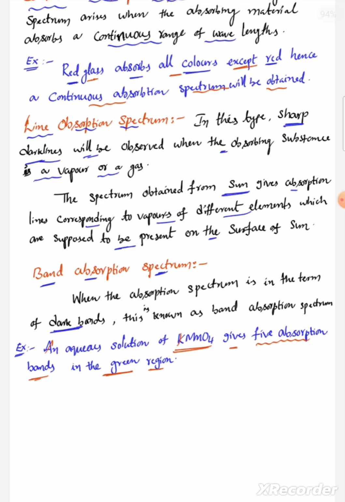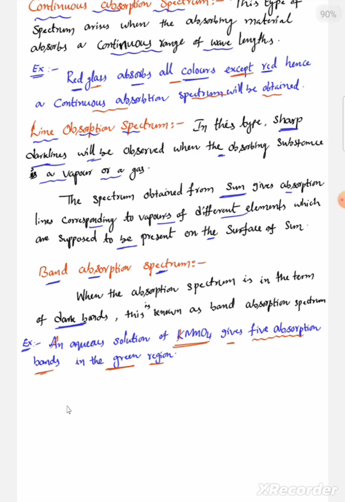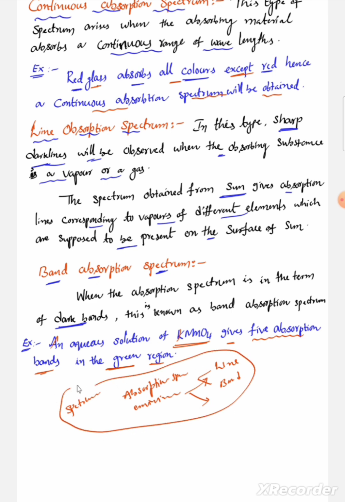In this video we discussed the spectrum, the absorption spectrum, and the emission spectrum. We discussed the absorption line spectrum and absorption band spectrum. Similarly, we discussed the emission spectrum: emission continuous spectrum, emission band spectrum, and emission line spectrum. Okay, thank you students.